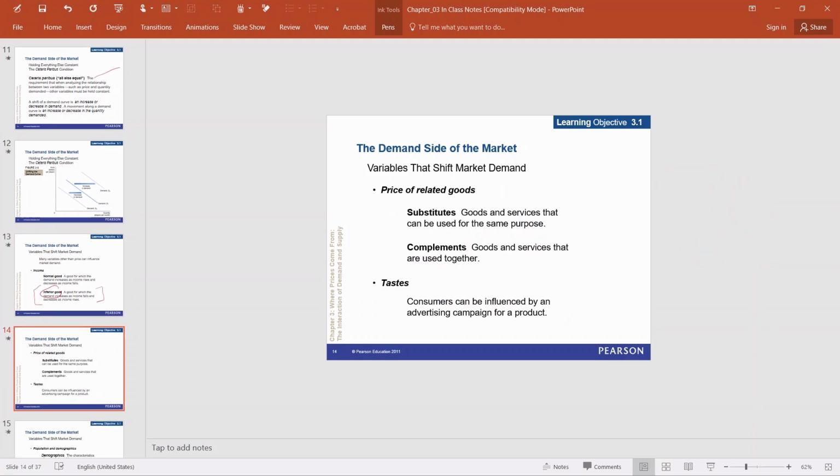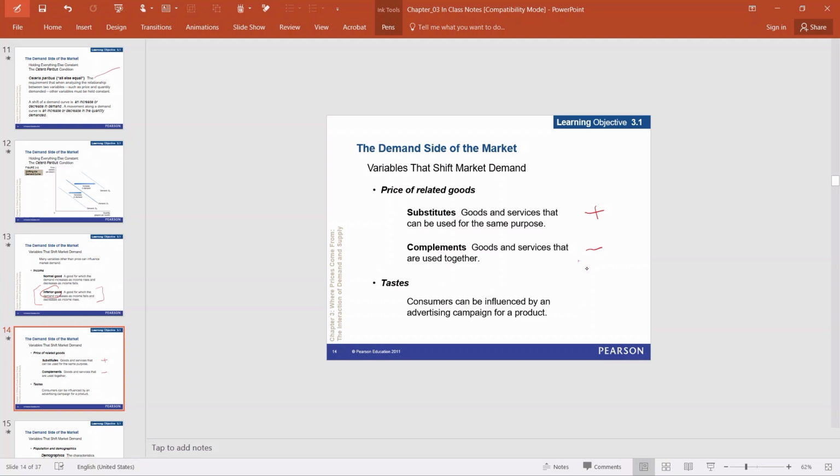We talked about other products like substitutes and complements and the relationship between them. For substitutes, we said that when the price of a substitute product increases, the quantity demanded for our product will increase. So it's a positive relationship. And for complements, it's a negative relationship. So when the price of a complement product increases, the quantity demanded will decrease for our own product.